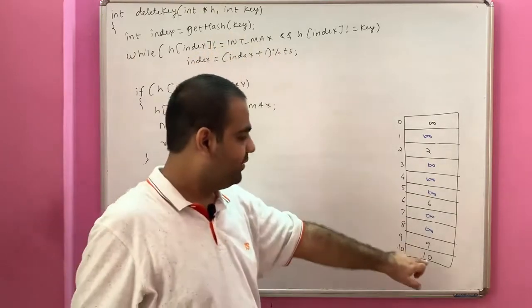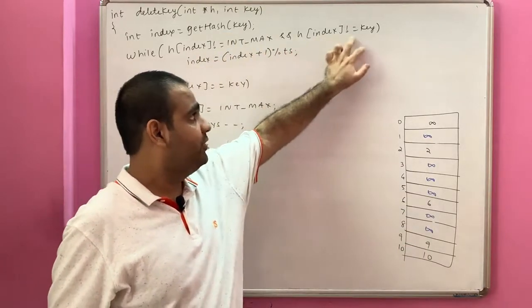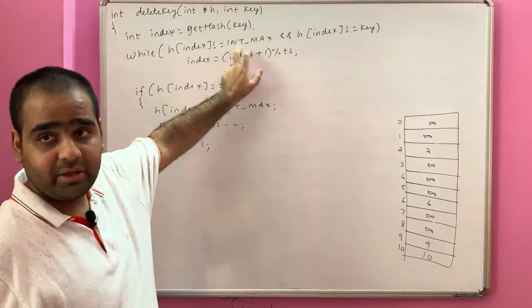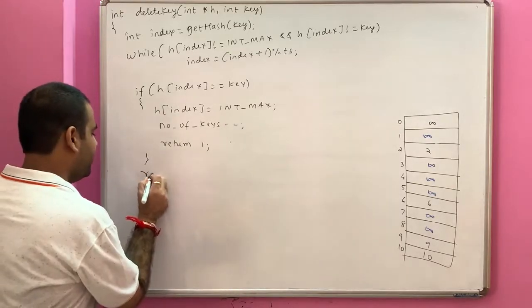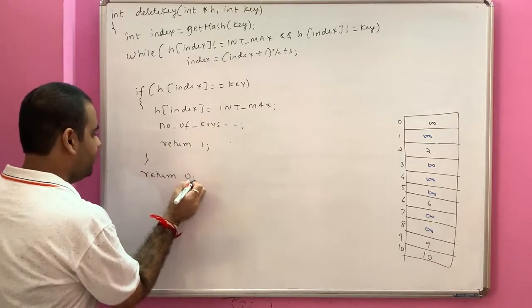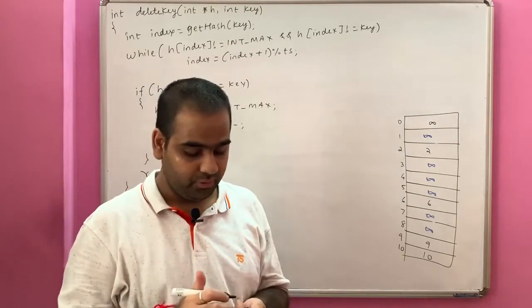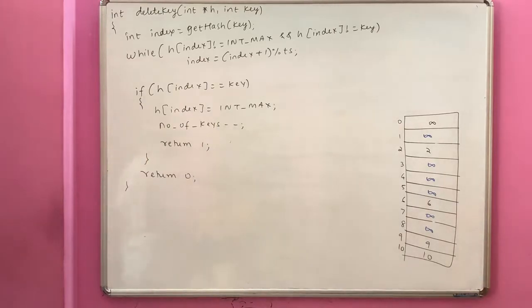Get hash of 21 is 10. H of 10 not equal to int max, yes, h of 10 not equal to key, yes, index becomes 0. H of 0 not equal to int max, it is false. H of index equal key, no. Therefore we come out and what do we say? We say return 0. That means the key to be deleted is not found. This is how we delete the key from the hash table.